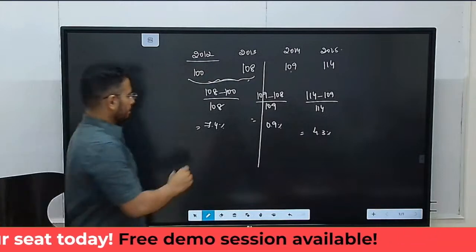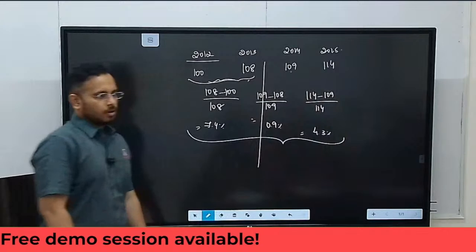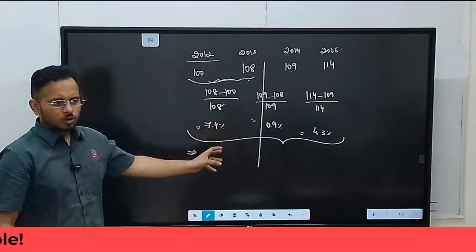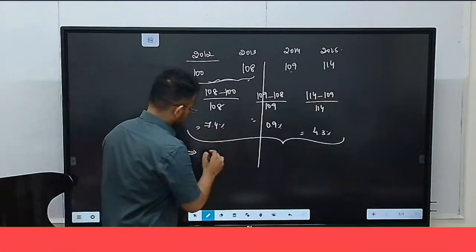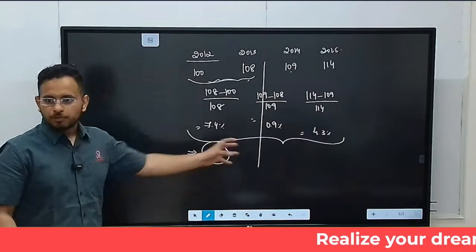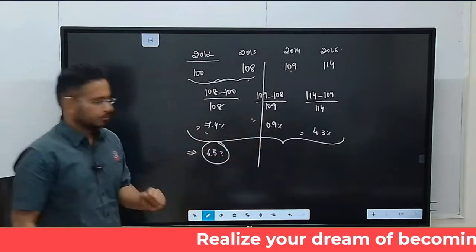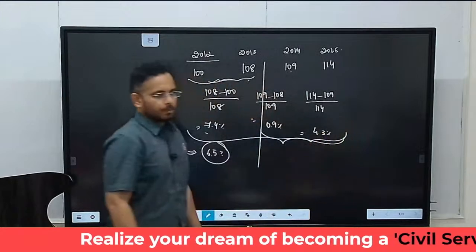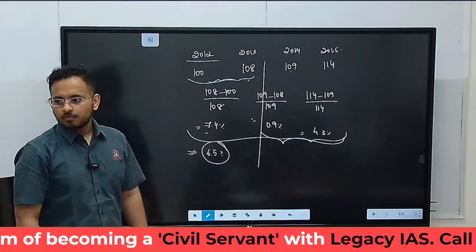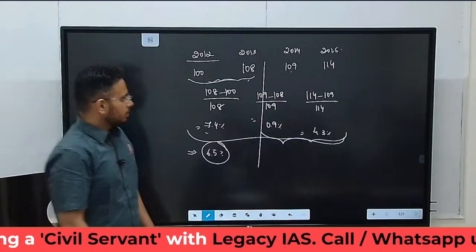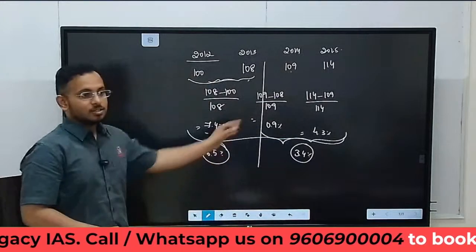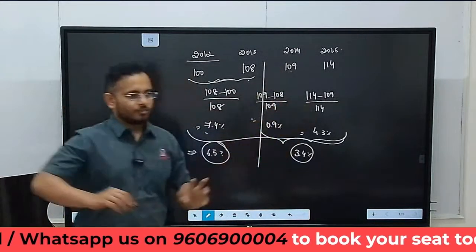Yes. Now, what is the growth rate from this to this? Did it grow? Slowed down. How much? 6.5%. Slowed down by 6.5%. 7.4 minus 0.9. Okay. Now, what is the growth here? How much? 3.4% is the growth, the difference in the growth rate from 2014 to 2015.